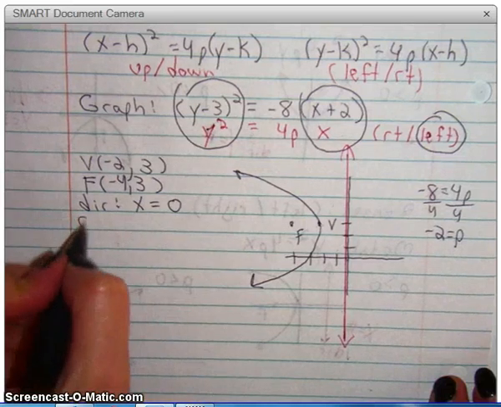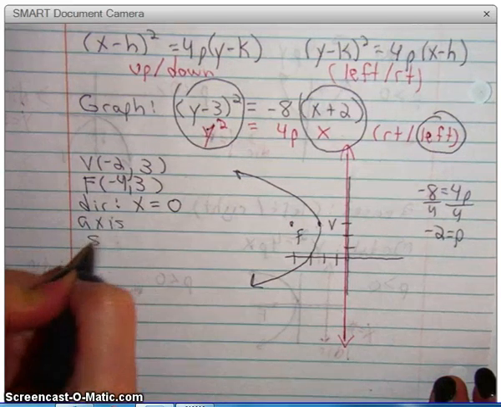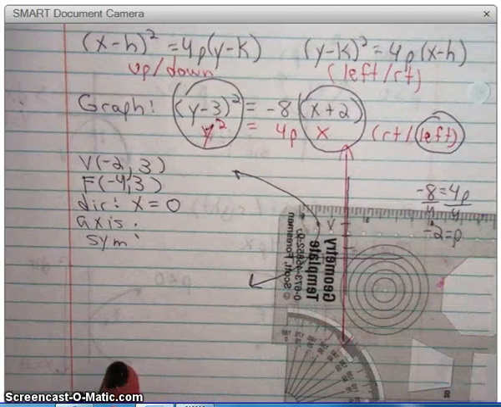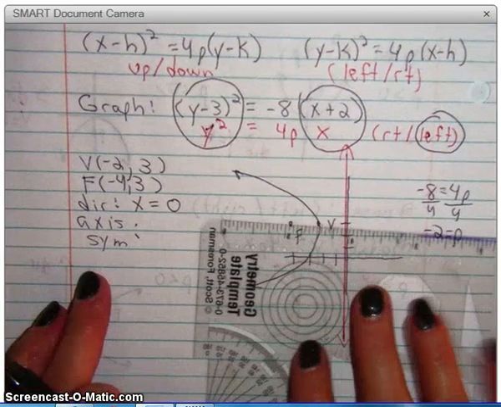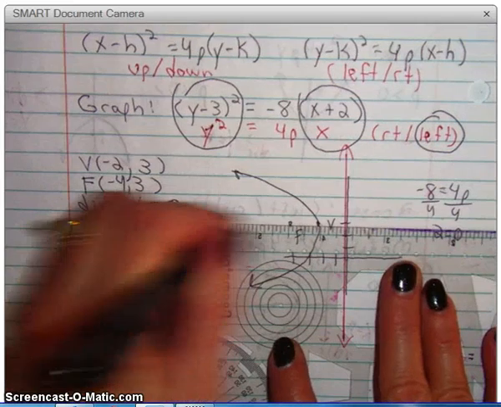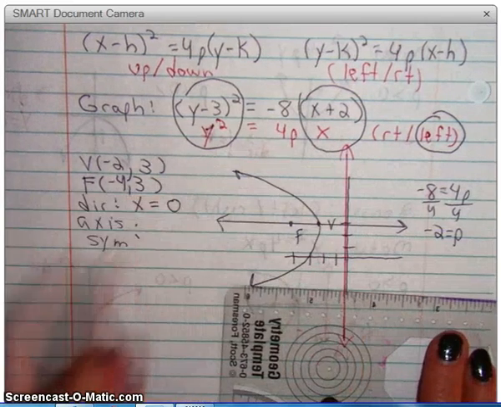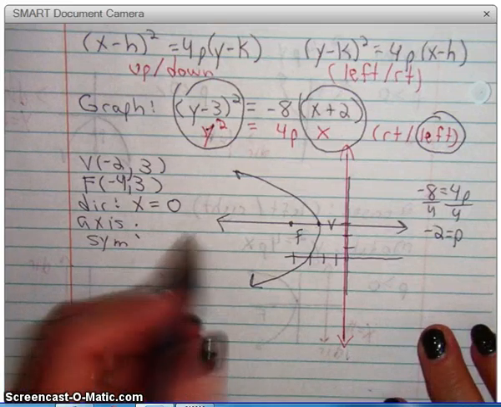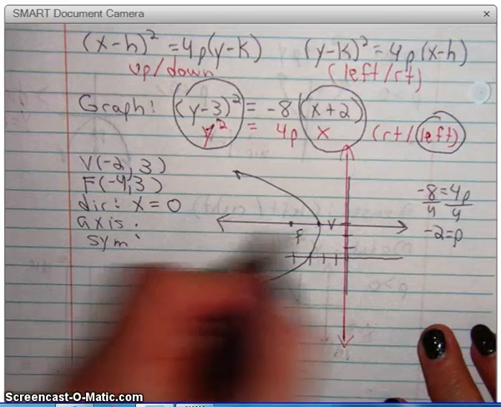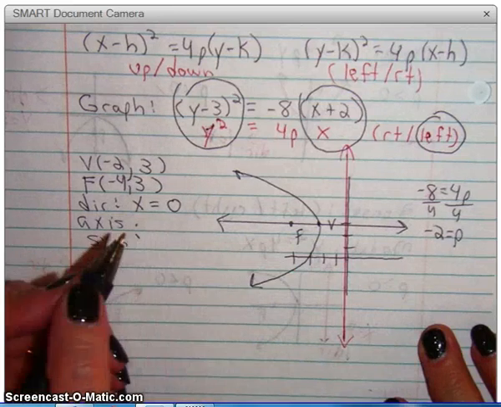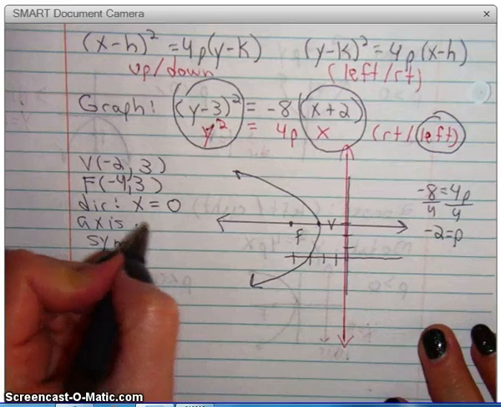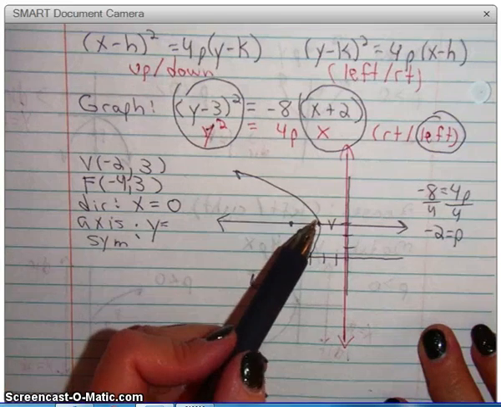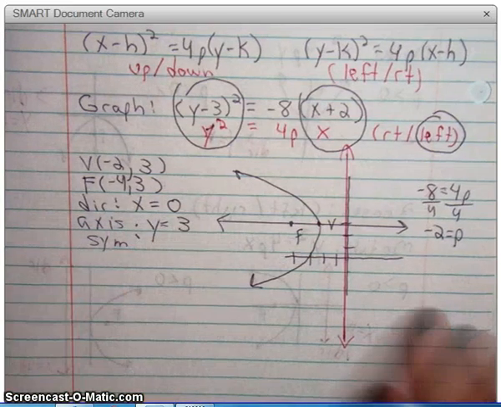I forgot to mention axis of symmetry. Remember, that's the line that goes through the vertex. Okay. Axis of symmetry is a horizontal line. So what does the equation of a horizontal line look like? Y equals, and then what y value are we up at? 3. Very good. Okay.